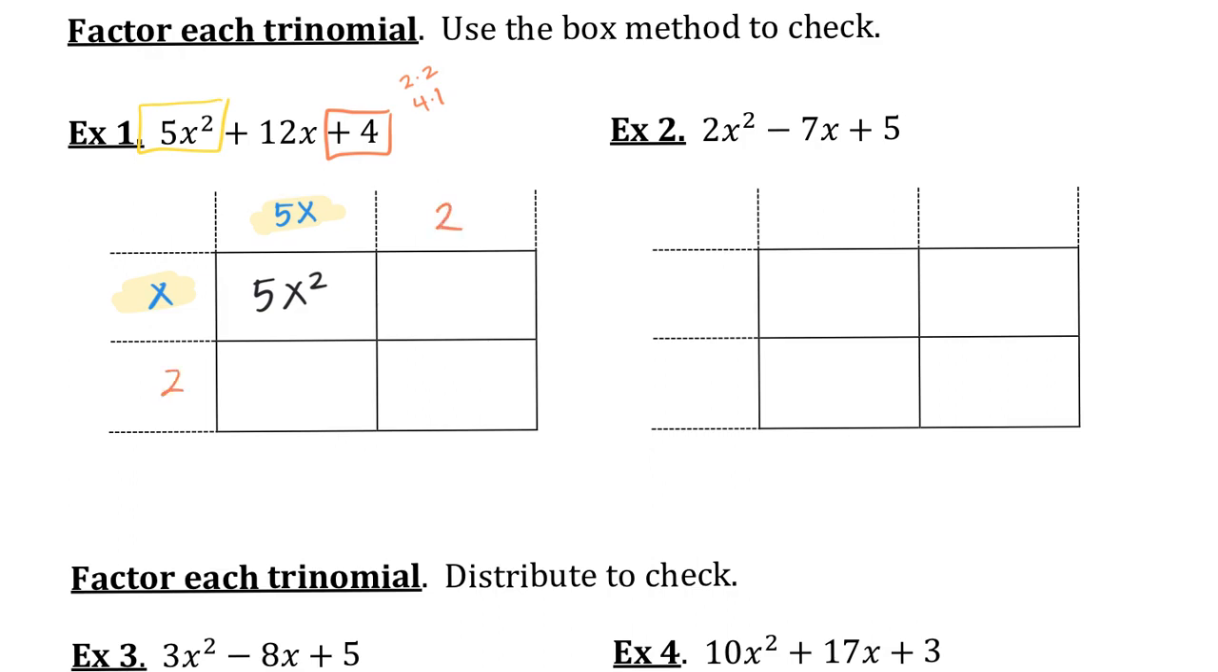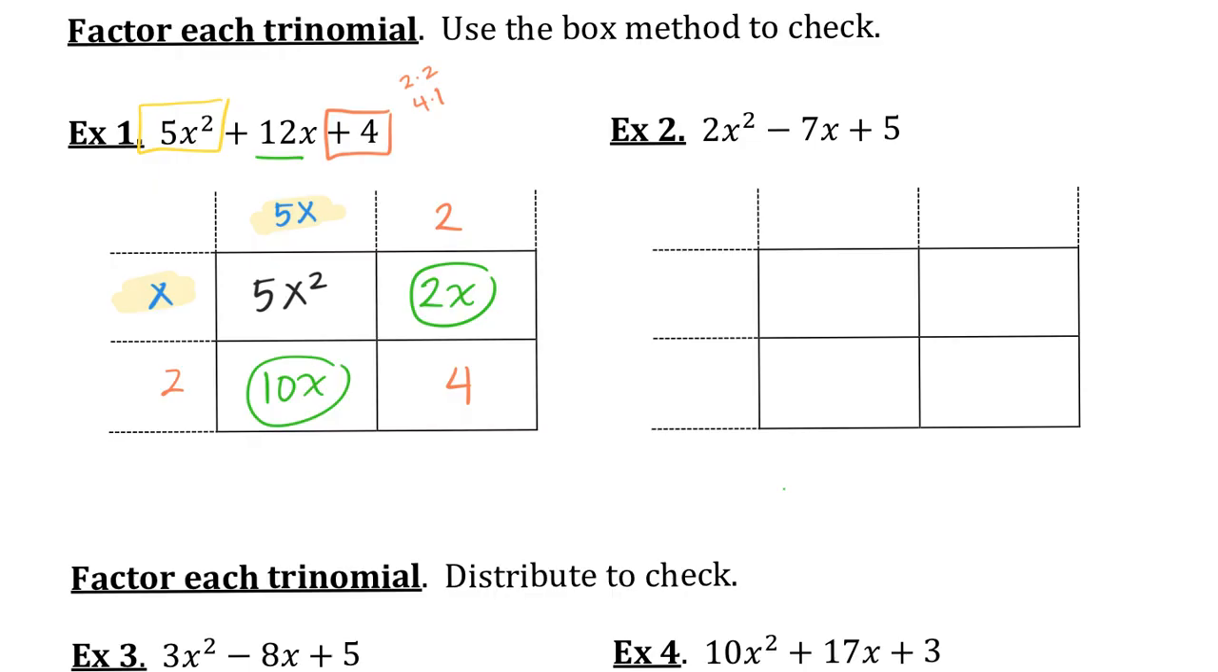2 times 2 is 4. Okay, I know this is right. I know this is right. How about the middle term? If I do x times 2, I get 2x. If I do 5x times 2, I get 10x. And if I do 10x plus 2x, I get 12x. So this is the correct factors.